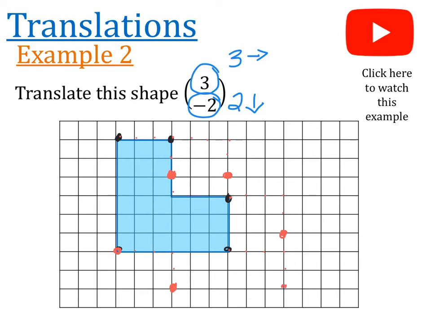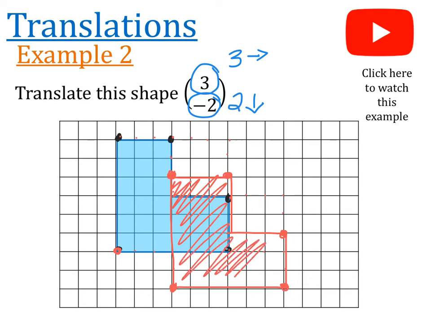1, 2. So hopefully you can see my new corners, and I'm going to try to join them up with as best a line as I can. Okay, so there's my new shape here, the one that I'm coloring in red. And as you can see, it looks the same as the blue one. It's just been moved 3 squares to the right and 2 squares down. I can even check and count 1, 2, 3, 1, 2. So that looks good to me.